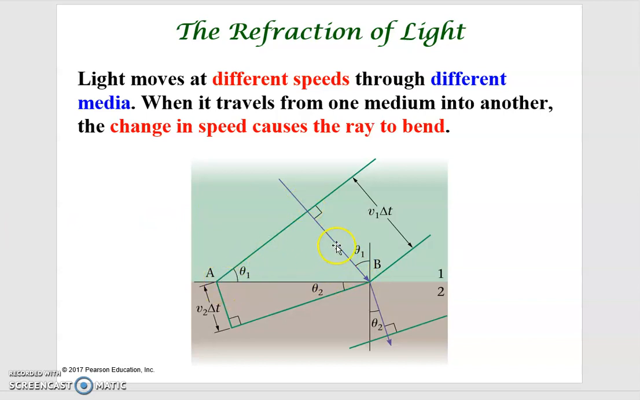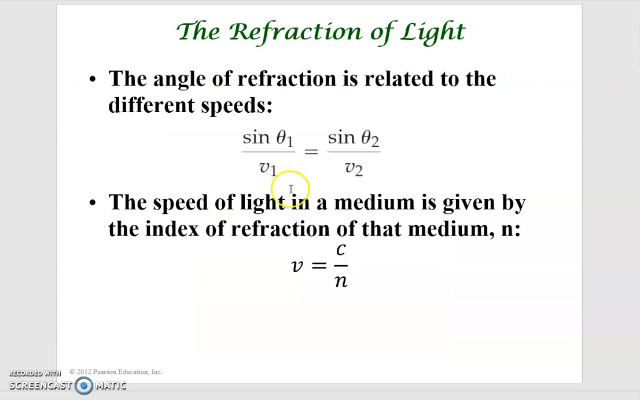Sine theta 1 is V1 delta t divided by AB. Agree? This is sine theta 1. And what is sine theta 2? Sine theta 2 is V2 delta t divided by AB. But did you notice that from this triangle, they share the same AB? So from that relation, because AB is the same, you can get this result.